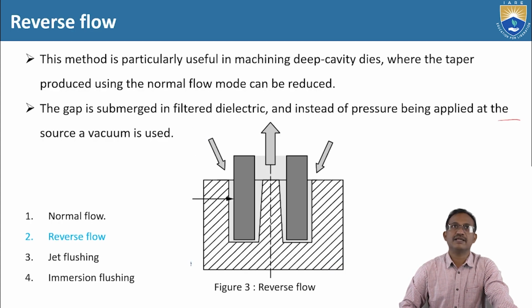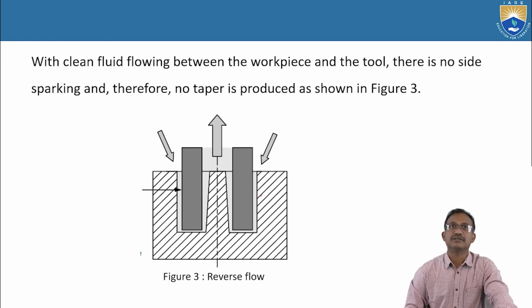Now let us see the reverse flow. Reverse flow means exactly reverse to this normal flow. Here vacuum is created so that the dielectric fluid enters in this direction and it will come out from the opposite wall of the tool and the workpiece.